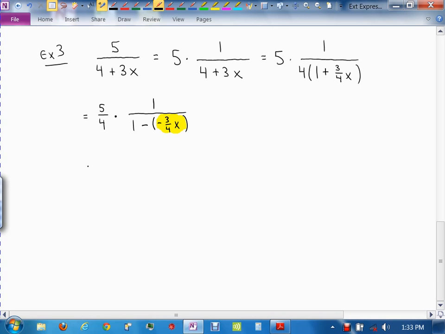I'm going to go straight to the sigma notation, which means sum n equals 0 to infinity of what? Oh, 5/4 I put outside. Negative 3/4 x to the n. Rock and roll.